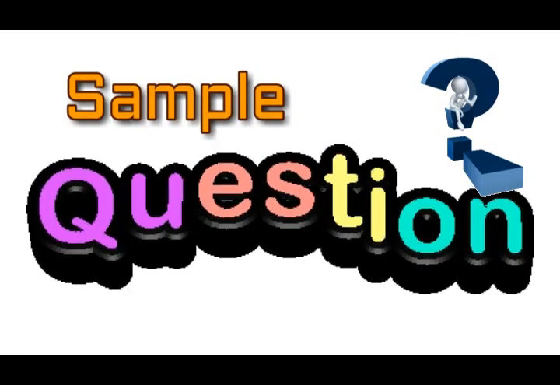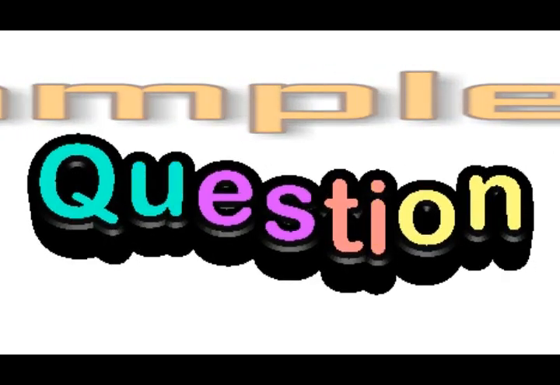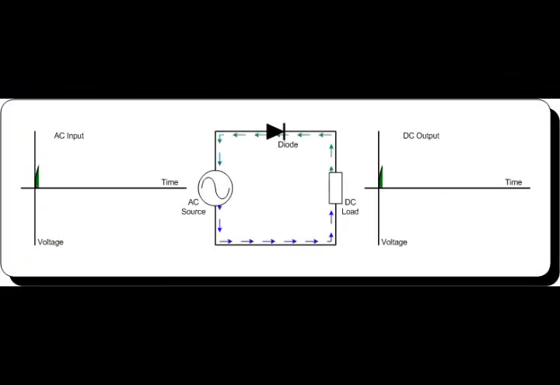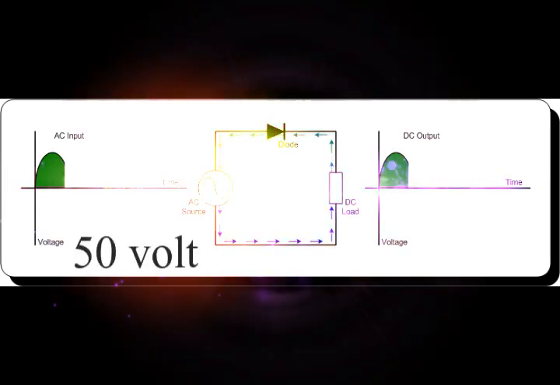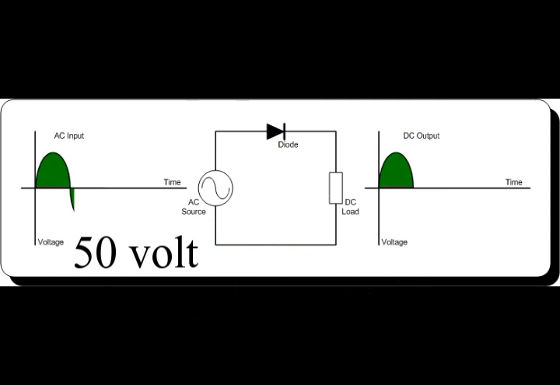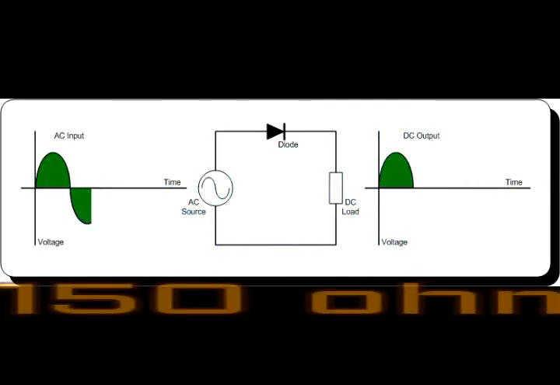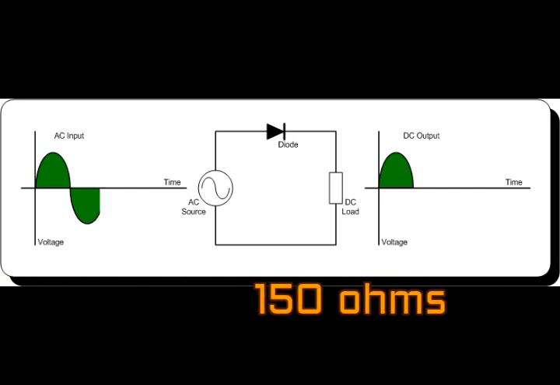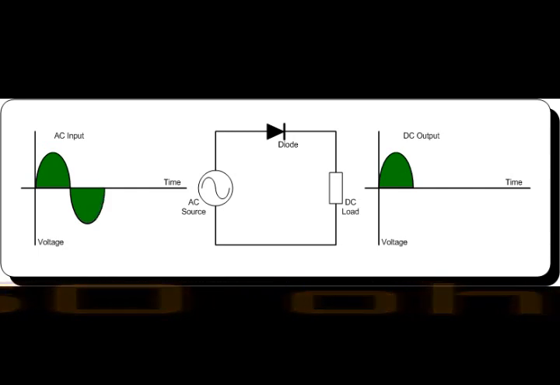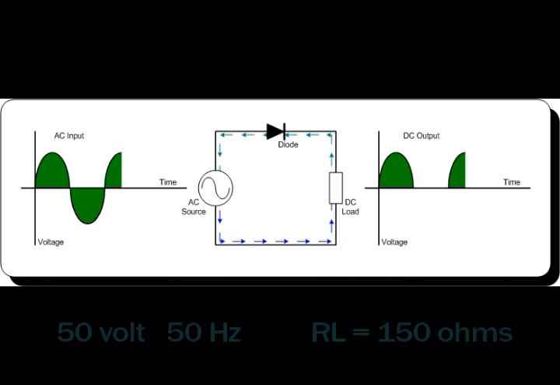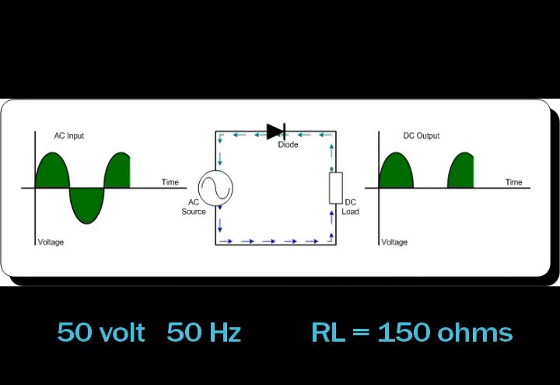Sample question. A single-phase half-wave rectifier is connected to an alternating source with an effective voltage of 50 V and a frequency of 50 Hz. If we use the rectifier to supply a resistive load of 150 ohms, find the DC voltage and current of the equivalent load and its dissipated power. Assume that the characteristic of the diode is ideal.